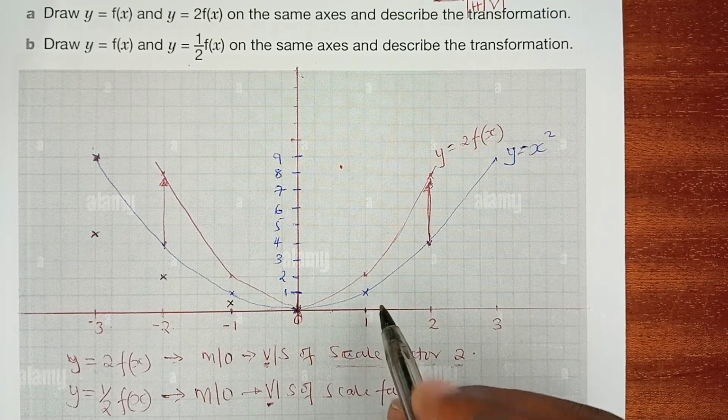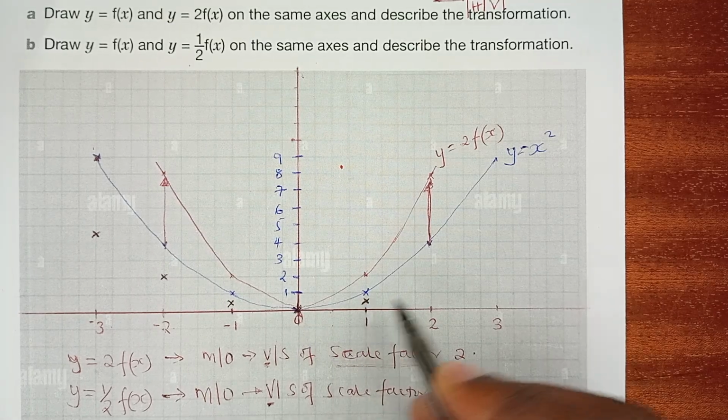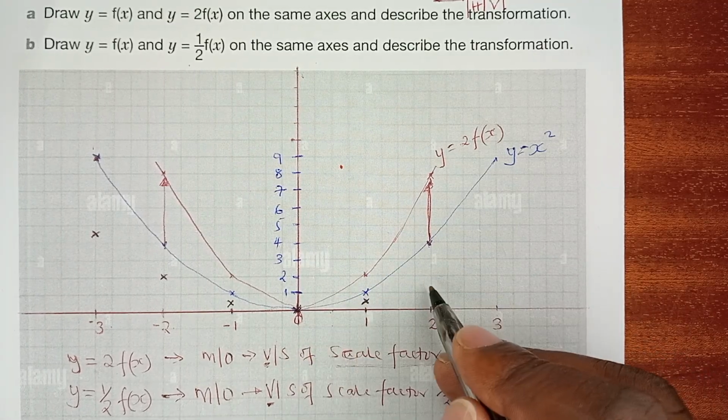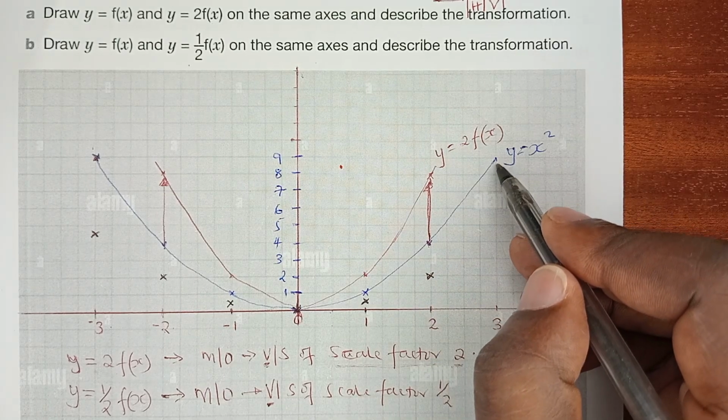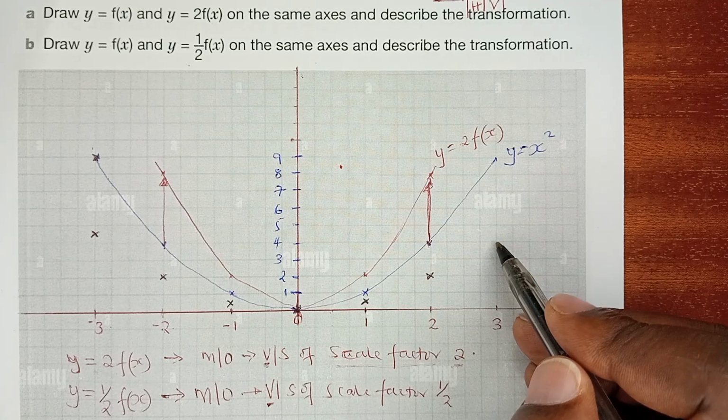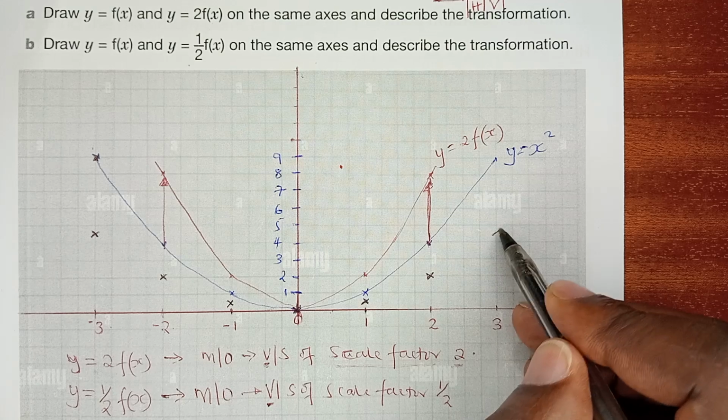But y here is 1 times a half, we land on a half. Y here is 4 times a half, we get 2. Y here is 9 times a half, we get 4 and a half.